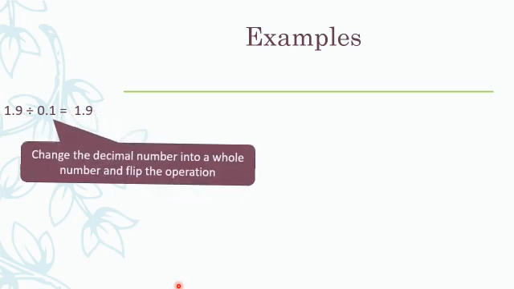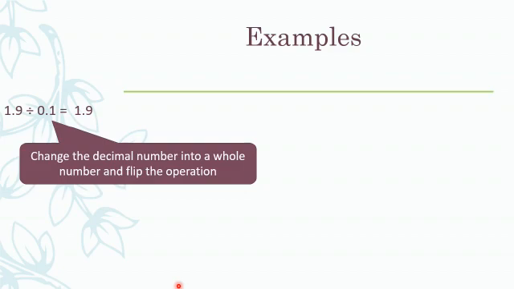Let us take examples. 1.9 divided by 0.1. First, 1.9 will stay the same. As for 0.1, which is a decimal number, we will change it into a whole number and flip the operation. The division operation will be multiplication and 0.1 will be 10. So 1.9 times 10. Since we are multiplying by 10, the decimal point in this number will be moved one step to the right. So the answer is equal to 19.